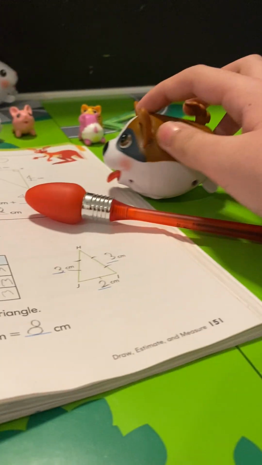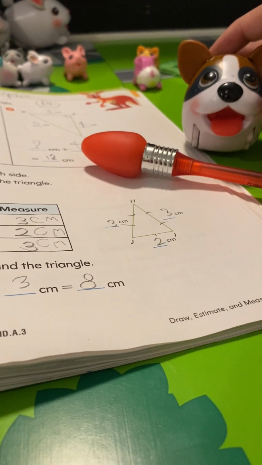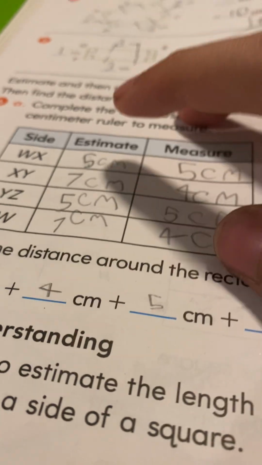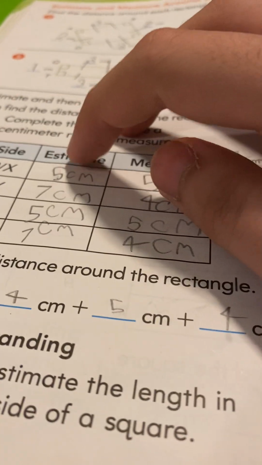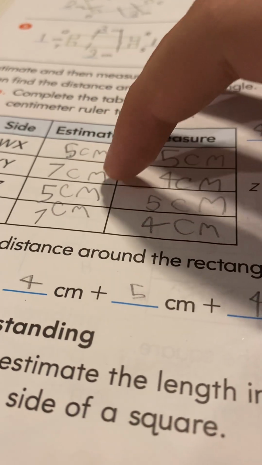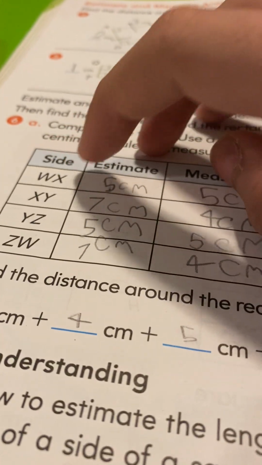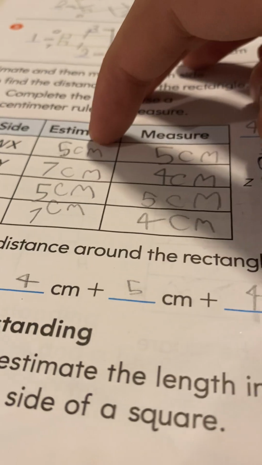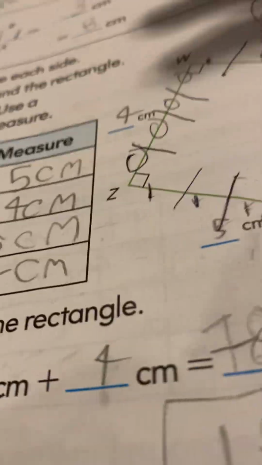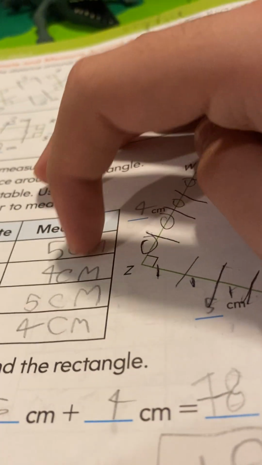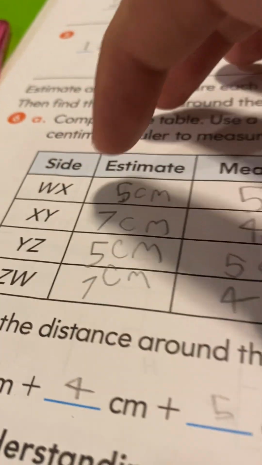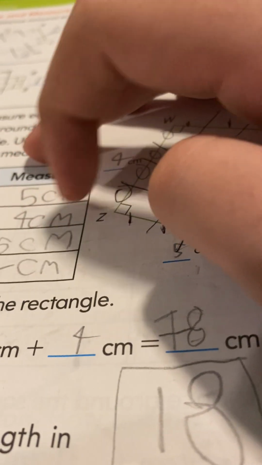Also interesting. Oh, and in case you're wondering, you could estimate or make a careful guess of how many centimeters each of the sides have. So, WX was estimated to have 5 centimeters, and when the person measured it, it was 5 centimeters. XY was estimated to be 7 centimeters, but when they measured it, it was 4 centimeters.